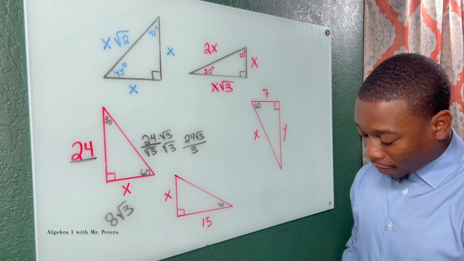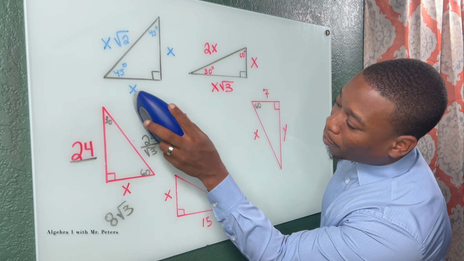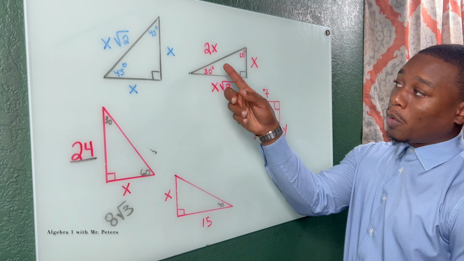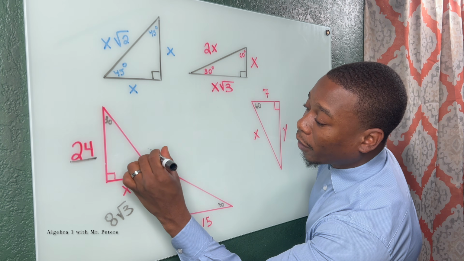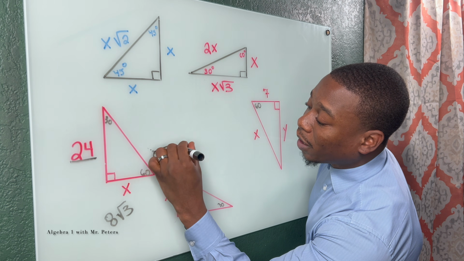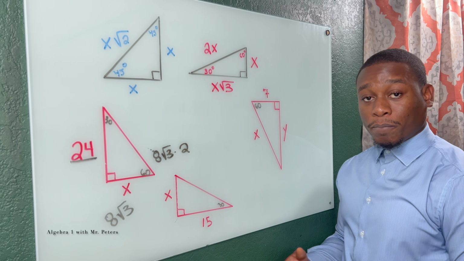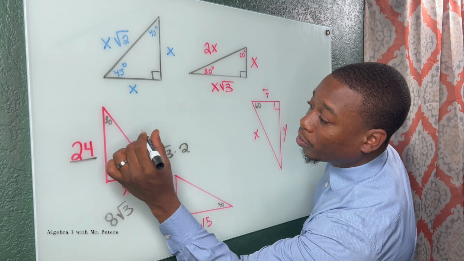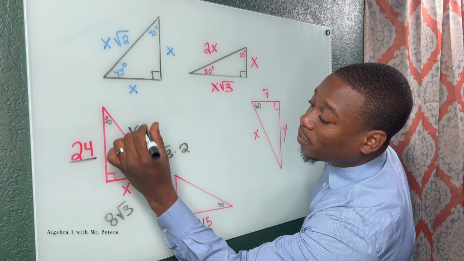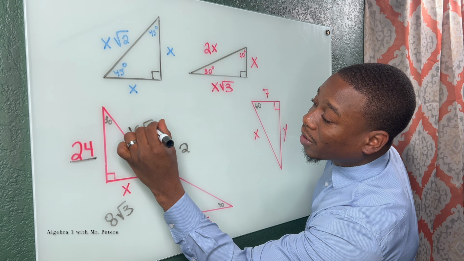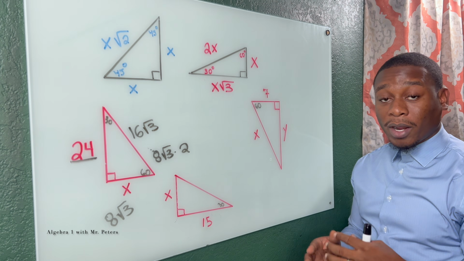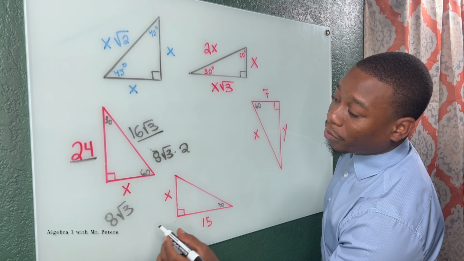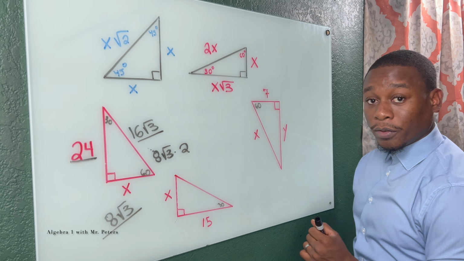Now that I know that, it's easier for me to get the hypotenuse. All I have to do is take this and multiply it by 2. So I have 8 radical 3 times 2. And when we properly multiply radicals, we multiply coefficient with coefficient, radical with radical. So 8 times 2 gives me 16. Radical 3 stays the same because there's not another radical to multiply it with. So the hypotenuse is 16 radical 3. The short leg is 8 radical 3.